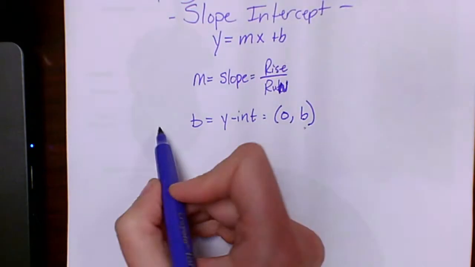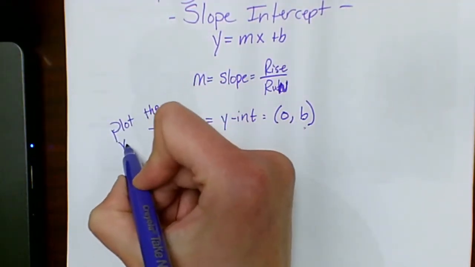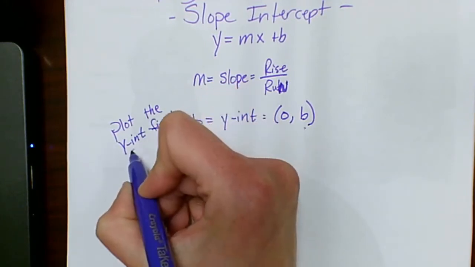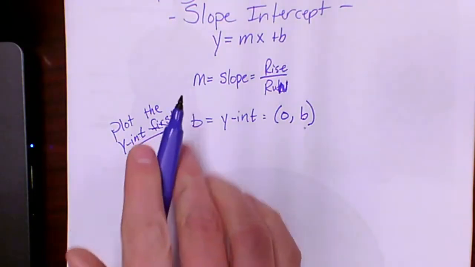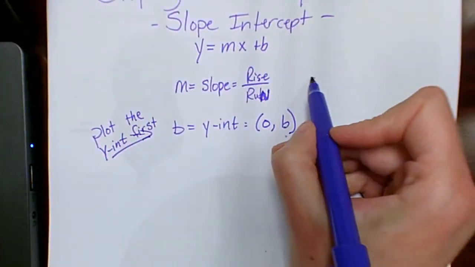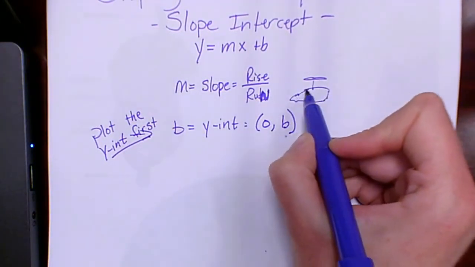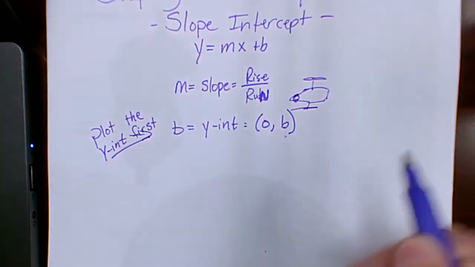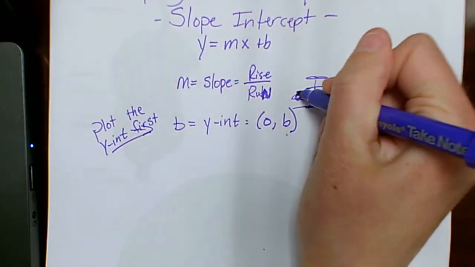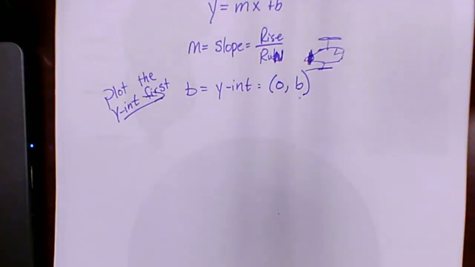So you're going to plot the y-intercept first. This will be your starting point. From there, you're going to use your slope of rise over run. And I always think of a helicopter when I think of rise over run, because they have to rise before they run, or before they take off to their destination.